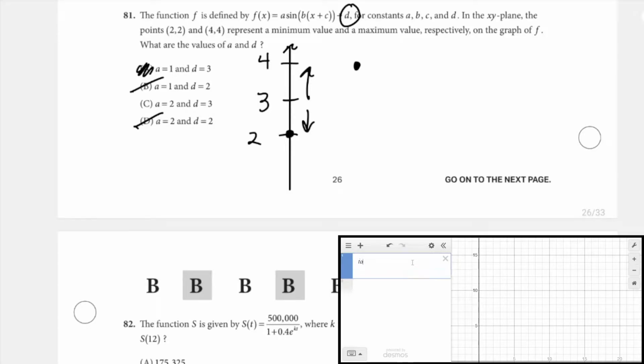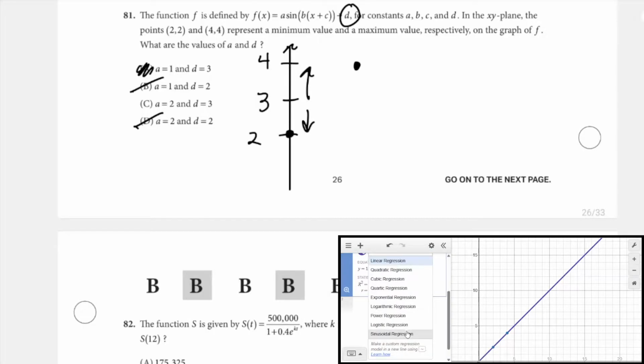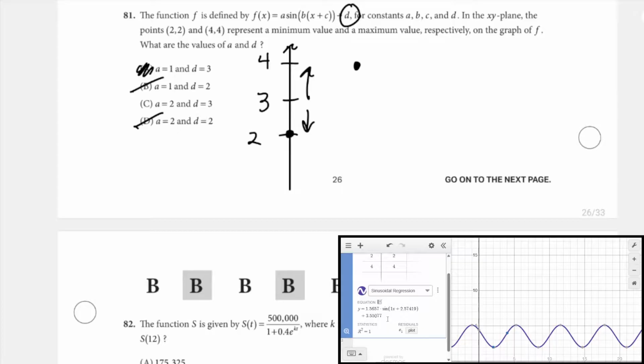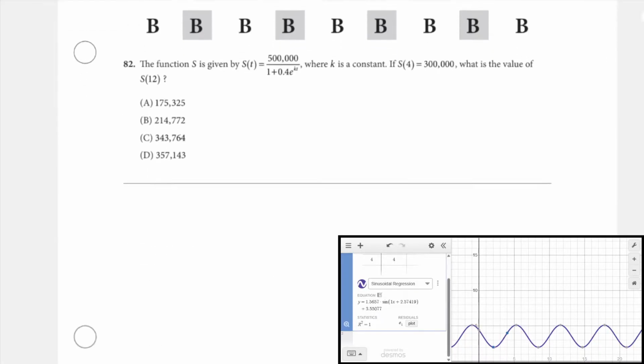But I'm going to put a table: 2, 2, and 4, 4. I'm going to do a sinusoidal regression. And it's going to tell me that, oh, interesting. Why? Oh, I think you need a third point to run a really good sinusoidal regression. But I will say, you look at the given midline and amplitude, and the closest thing you've got is the right answer. So I'm just going to say that.